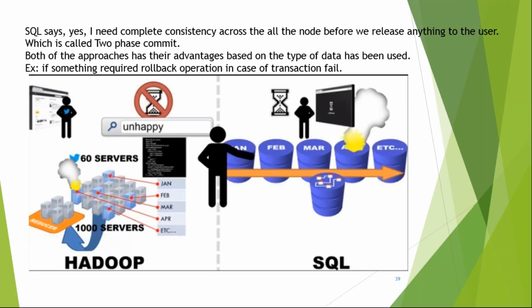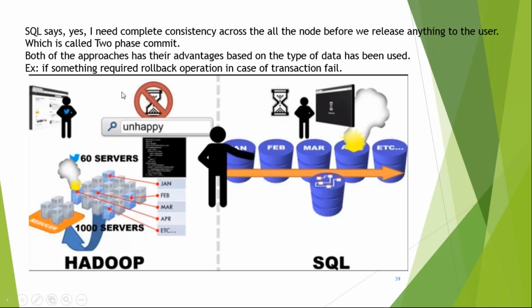But when it comes to SQL, while processing the data, if one of the machines fails, SQL says that the job has failed. SQL says, yes, I need complete consistency across all the nodes before we release anything to the user, which is called two-phase commit. Hadoop says yes, I can do that, and SQL says no, I cannot do that. So it doesn't mean that SQL is not a good approach. It doesn't mean that Hadoop is a very good approach. But both have their own pros and cons.